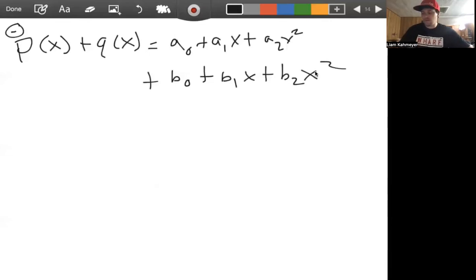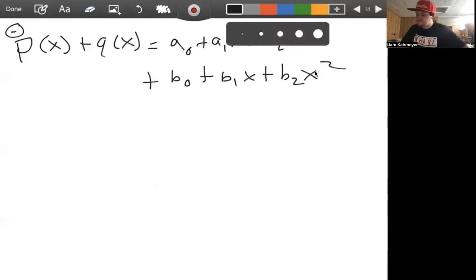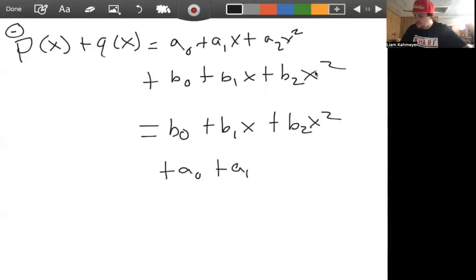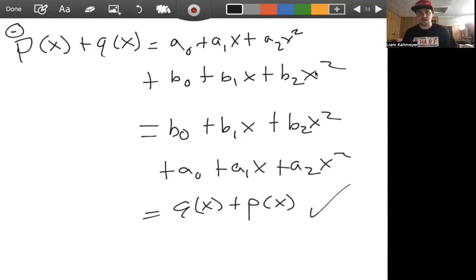And again, we don't know about the commutativity of the addition operation for P2, but we do know about the commutativity of the addition operation for the real numbers. There we have the commutativity property proven, and we're very familiar with that property, no problem. So we would have to use that a bunch of times, and what you will end up getting is B naught plus B1X plus B2X squared plus A naught plus A1X plus A2X squared, which is Q of X plus P of X. So we've shown that this addition for P2 is commutative.